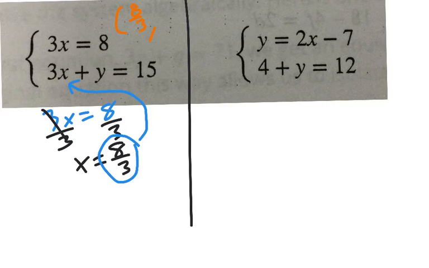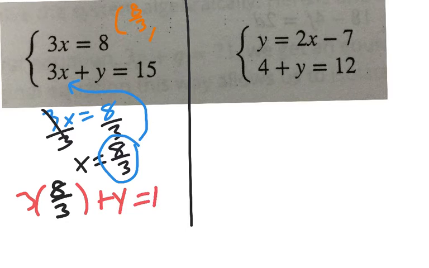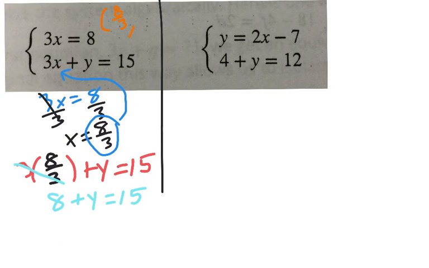So that would give me 3 times 8 over 3, that's what I'm substituting in, plus y equals 15. 3 times 8 over 3 is just 8. And now y is being added by 8, so to undo that, I can subtract by 8. And so that tells me y is equal to 7. So the point where those two lines meet on the graph would be at 8 over 3, 7.